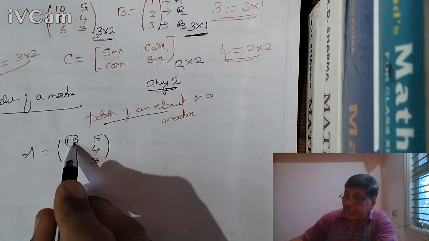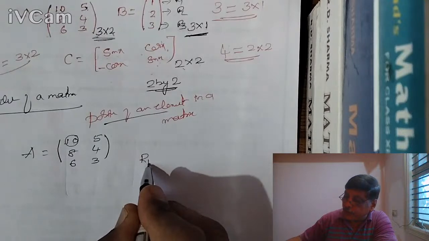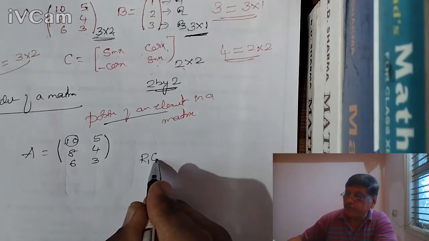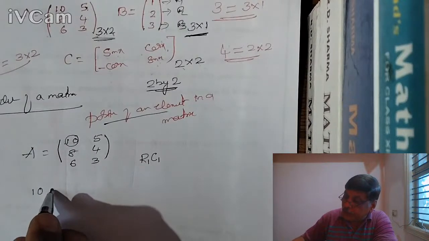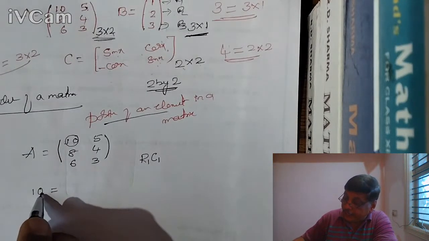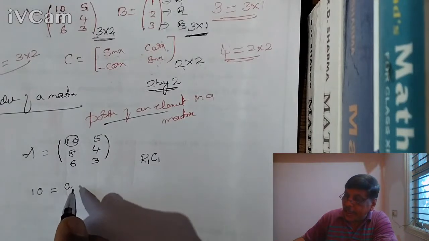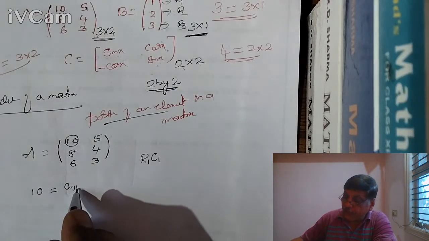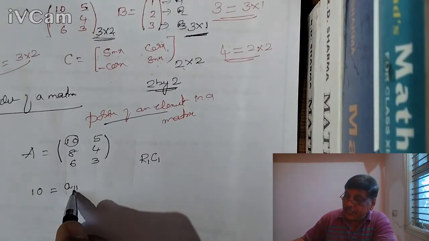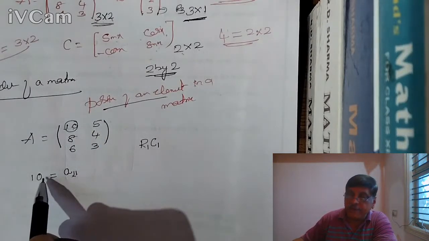Here the element 10 lies in the first row and first column. So we say that the position of the element 10 in the matrix A, we symbolically write as A11. A means general element. Here we use two suffixes. The first suffix indicates the row number. The second suffix indicates the column number. So the position of the element 10 is A11.